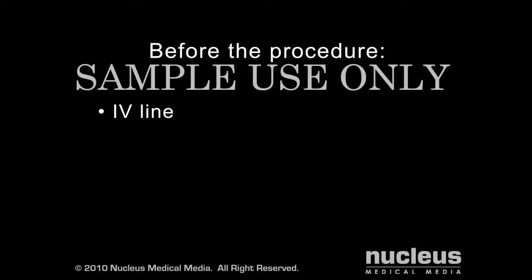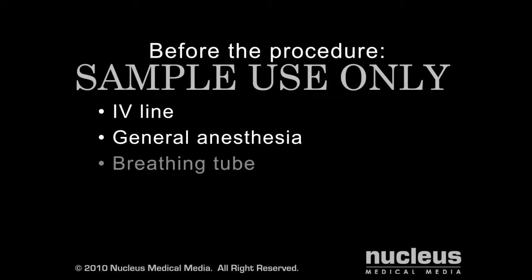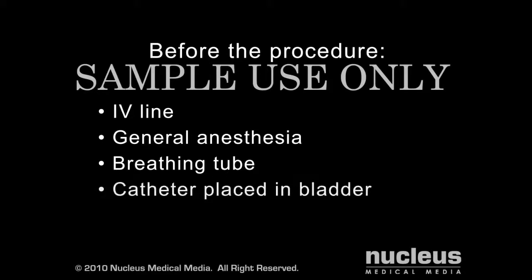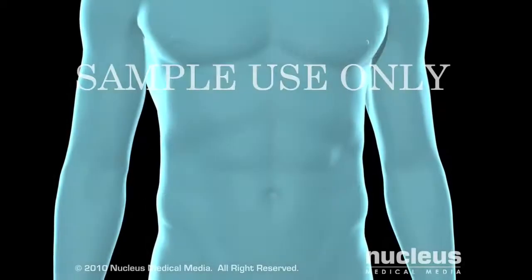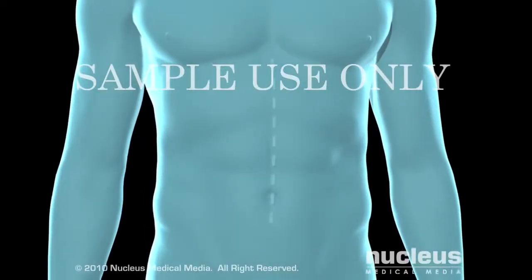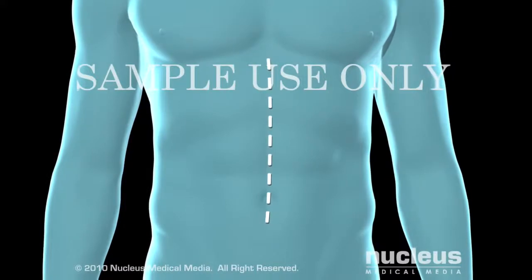A traditional open surgical repair is performed under general anesthesia, which means you will be asleep for the duration of the procedure. A breathing tube will be inserted through your mouth and into your windpipe to help you breathe during the operation. When you are asleep, a catheter will be inserted into your bladder to drain your urine and monitor your kidney function. Your surgeon will begin by making an incision from the breastbone to below the navel.